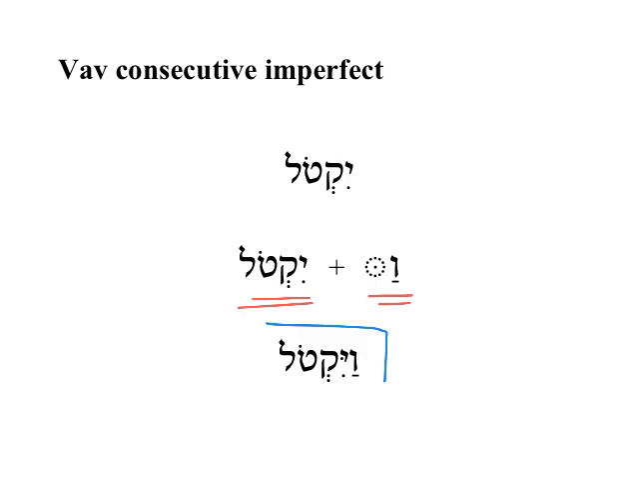Now the basic sense here is Yiqtol is he will kill, so it's just your basic future tense as your default, and it has all the modals included in it. Once we do the vav consecutive, adding that to the front of it and make it Vayyiqtol, then the basic sense is and he killed. So it kind of switches it from a basic future tense to a basic narrative tense.